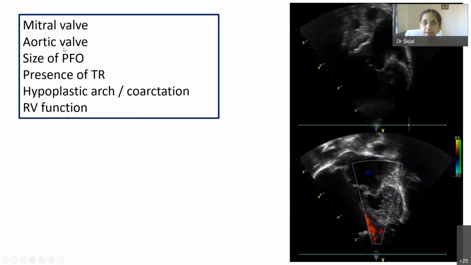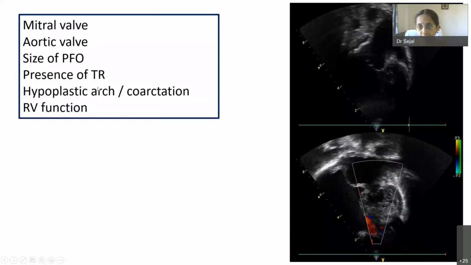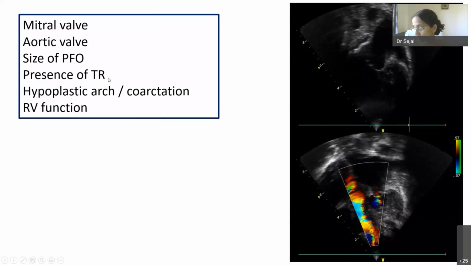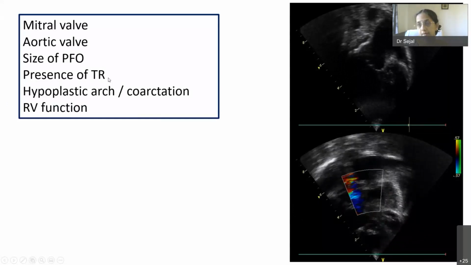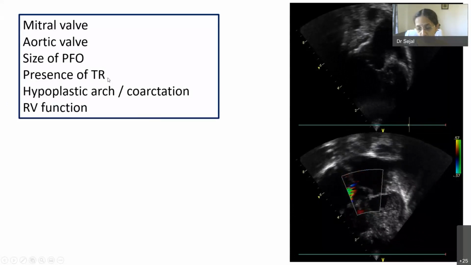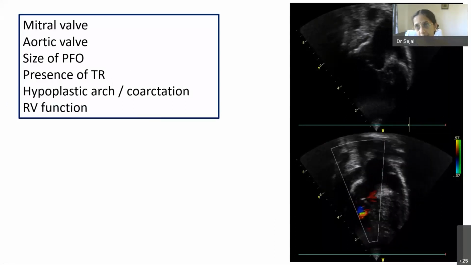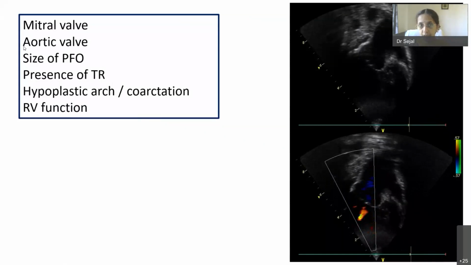Mitral valve, aortic valve, size of PFO, presence of tricuspid regurgitation. Anything more than mild tricuspid regurgitation may not even be listed for Norwood stage 1. So presence of tricuspid regurgitation is an indirect understanding of how the RV is going to do over time. Hypoplastic arch, coarctation, because this is what is going to make the first intervention a little more lengthy and complex. And the RV function.